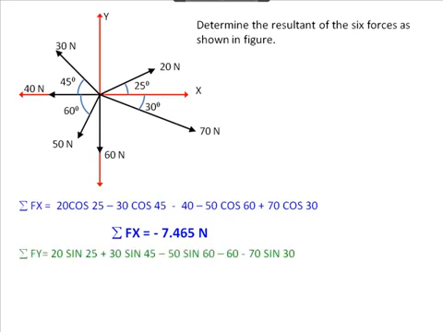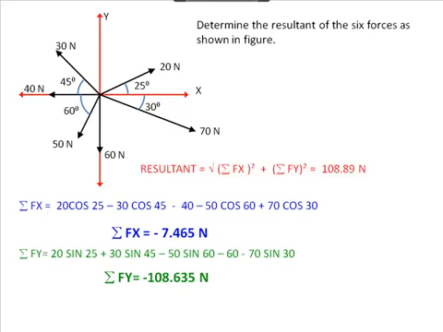I sum up y components: 20 sin 25, 30 sin 45, minus 50 sin 60, minus 60 and minus 70 sin 30. Then what I have, this sigma fx and sigma fy, is actually x and y component of the resultant or the equivalent force, and therefore to find this magnitude, all you have to do is square them, add them, and take under root. We get 108.89.